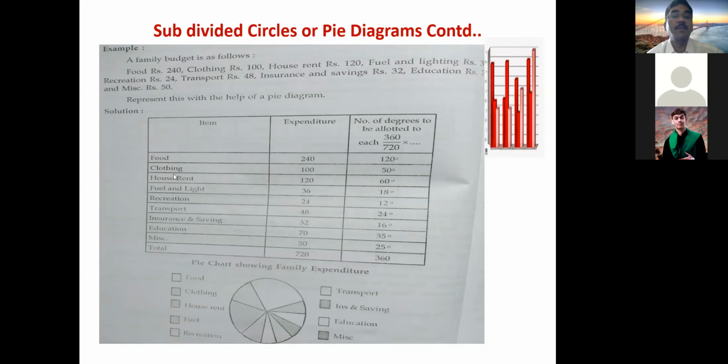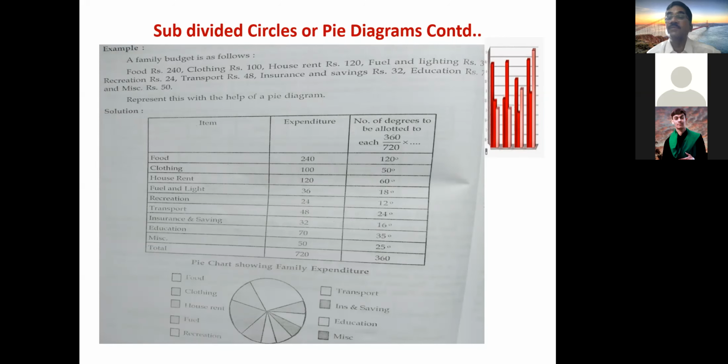For example, food. How many degrees did you get for the food component? 120 degrees. And then clothing, how many degrees did you get? 50 degrees. For house rent, 60 degrees. Fuel and light, 18 degrees. Recreation, 12 degrees. Transportation, 24 degrees. Insurance and savings, 16 degrees. Education, 35 degrees. Miscellaneous, 25 degrees. If you add all these degrees, it should be equal to 360 degrees.